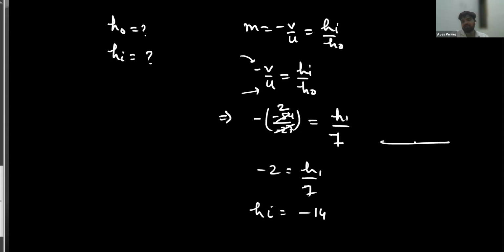Minus 14 indicates that the image will be double the size of the object, and it will be a real image, because this distance is measured in the negative axis. Got it? Understood? Yes, sir.